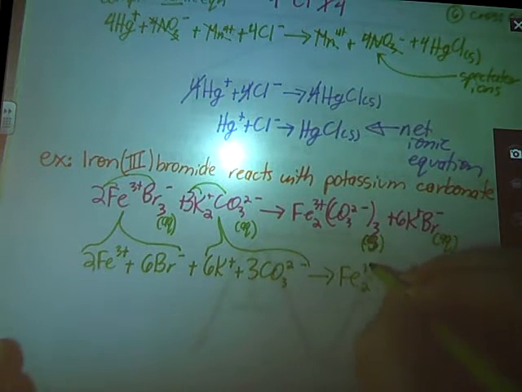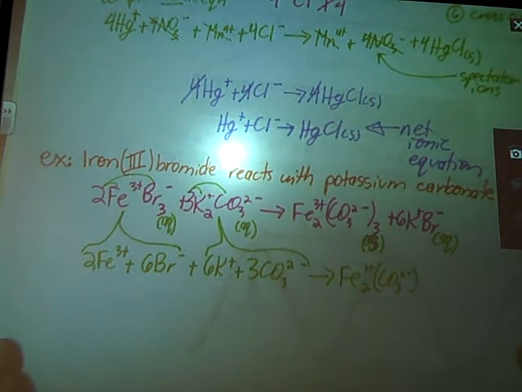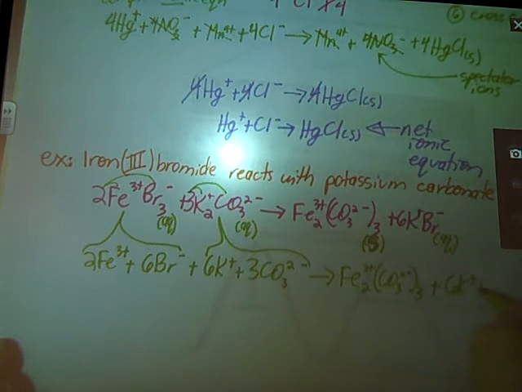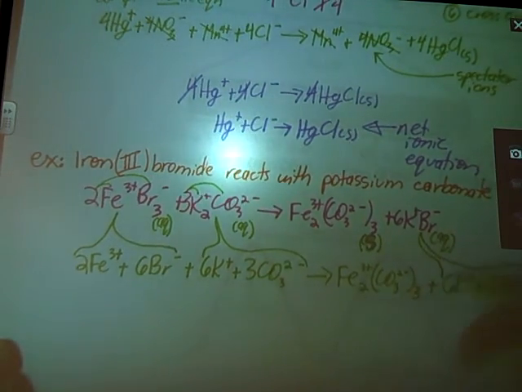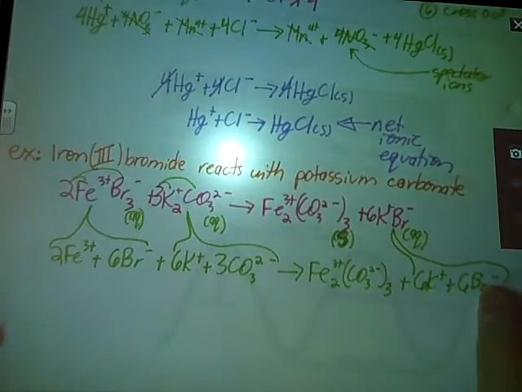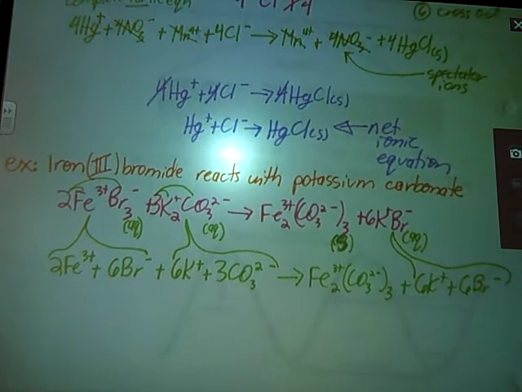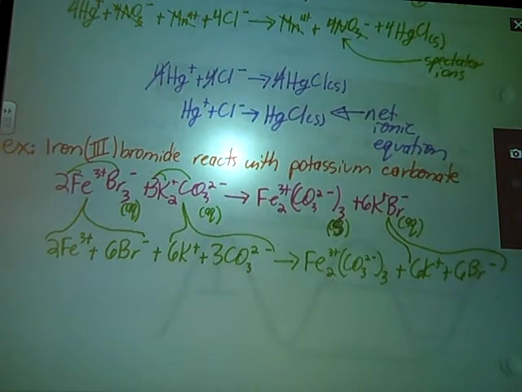My solid I cannot change. That one's got to stay just as is. And then my potassium and my bromine on the back side. Complete ionic equation. Done. Finished. Done means I should turn it over and roast it on the other side. Anyway.